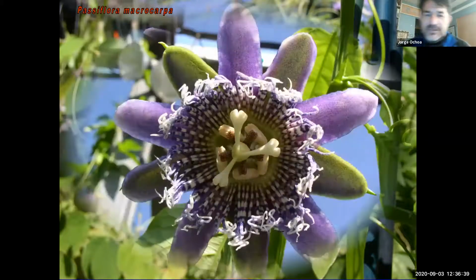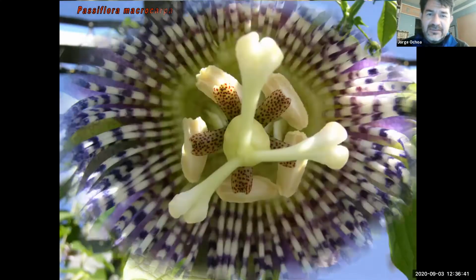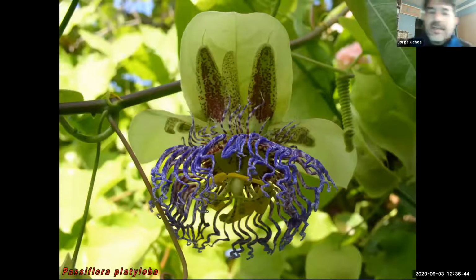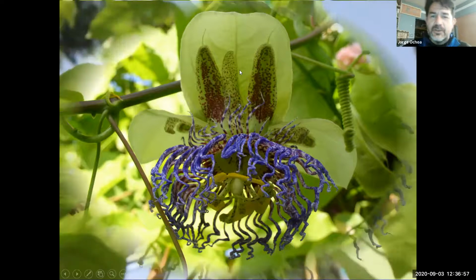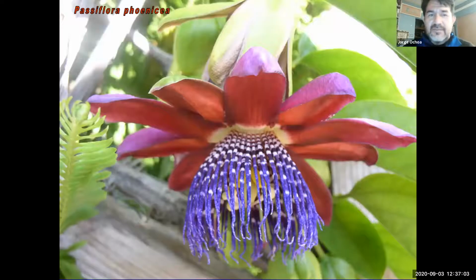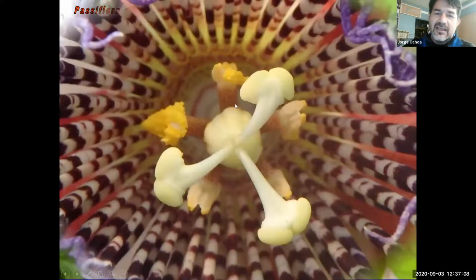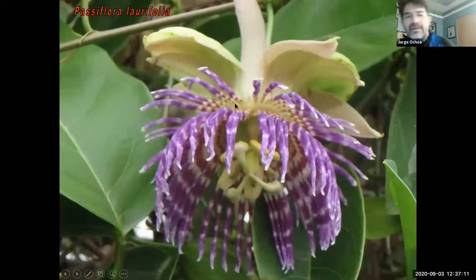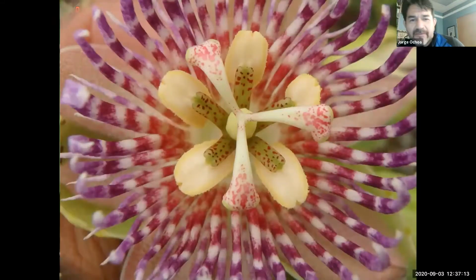Macrocarpa, meaning big fruit, with blue flowers. And there's the close-up of the flower. Platyloba, now we can see the bracts. So this big leaf-like structure, those are the bracts. So the bract is the showy portion of the flower. The petals and sepals are right here, not as showy. And there's the close-up of the flowers and the close-up of the reproductive structures. There's Phoenicia, or ruby glow, as you might find it in the nurseries, with this close-up. Laurifolia that we have in the garden growing right now, maybe even flowering. There's the close-up of that.